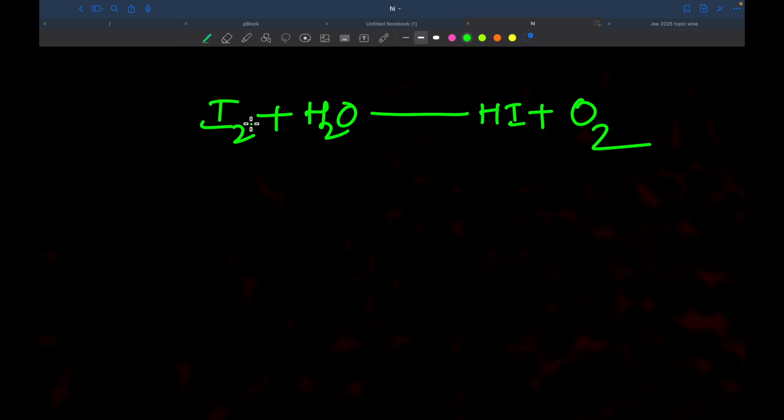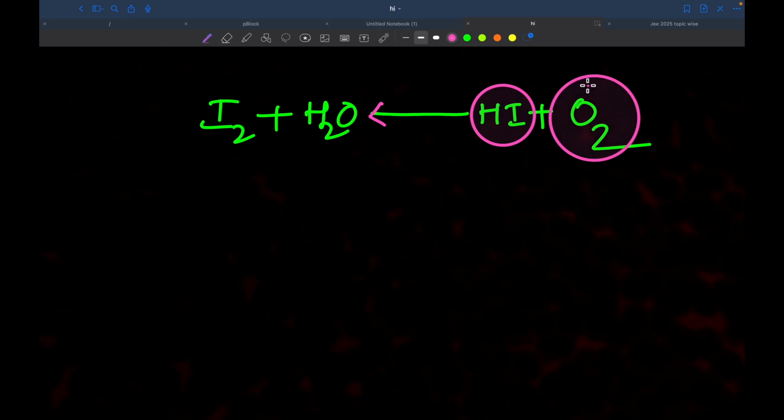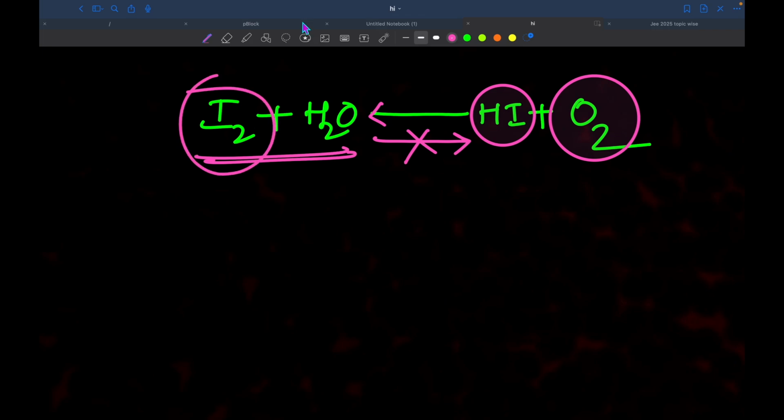HI iodine will not react with H2O to produce this. Here I put the reverse. So what's happening? HI is reacting with oxygen and producing I2 and H2O. This reaction is possible, and the forward reaction is not at all possible because iodine is the least oxidizing, it cannot oxidize, right.